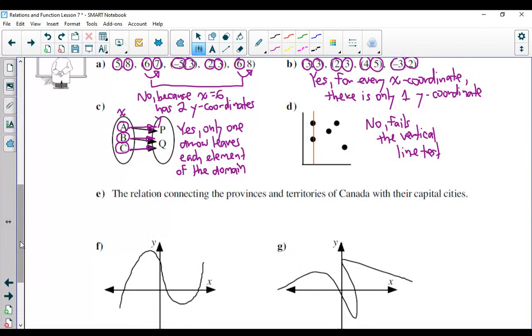E describes the relation in a complete sentence, says the relation connecting the provinces and territories of Canada to their capital cities. Basically, for each province or territory, is there a distinct capital city? Yes, so that will be a function. So yes, for each province or territory, there is only one capital city.